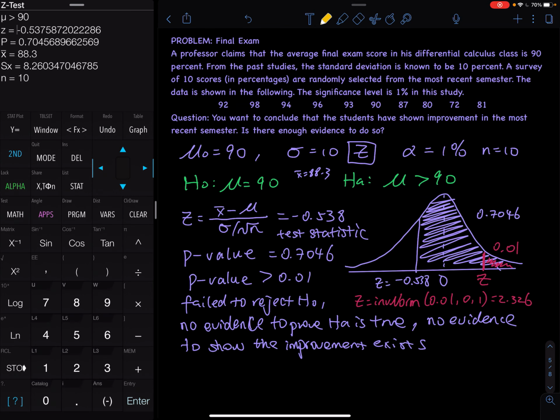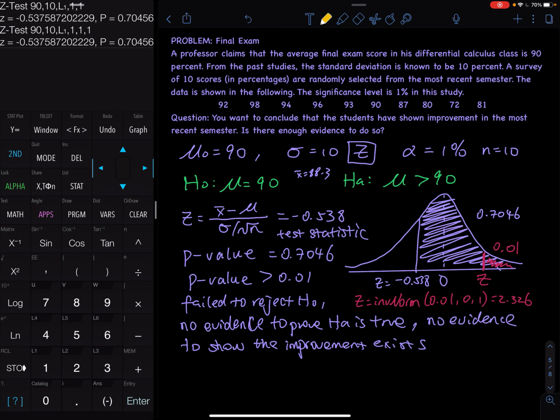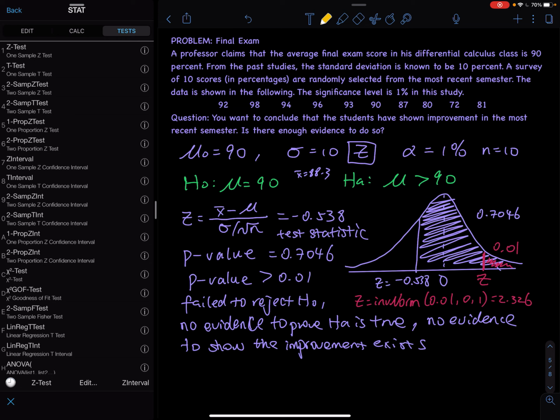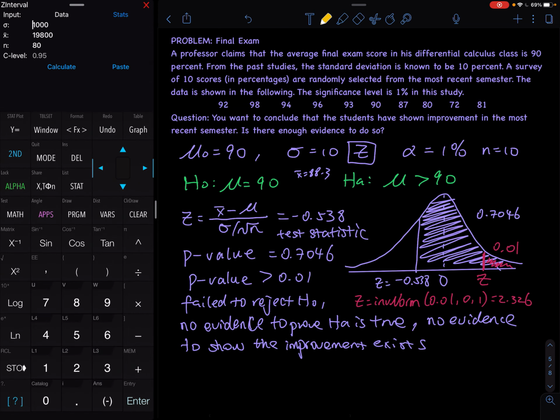You can go to second mode to quit, and then for confidence interval you go to stat test. This time you are running a z interval. Then for the data option, I have a sigma equal to 10, and the list is L1. The frequency, keep that at 1, and then this is 1%, right?